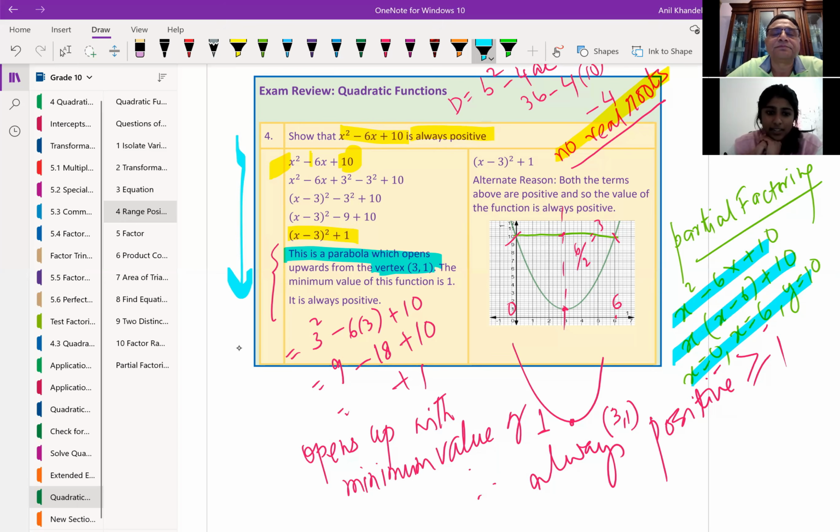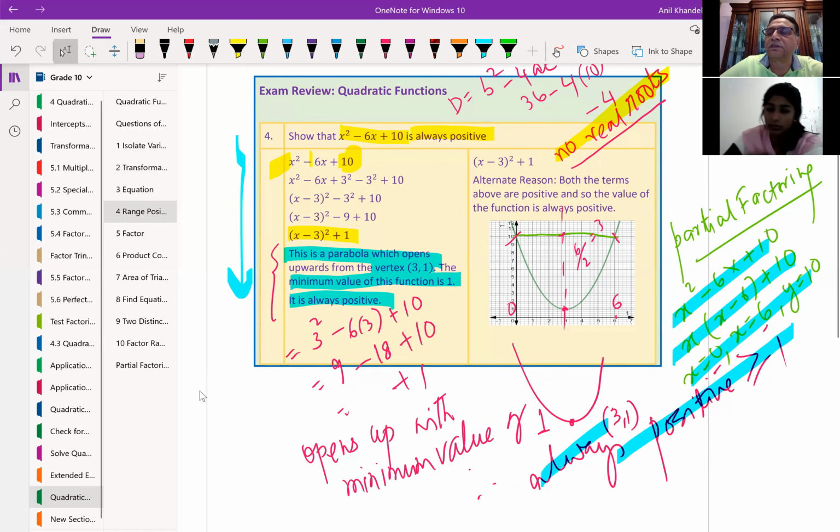This is a parabola which opens upwards from the vertex (3, 1). The minimum value of this function is 1, therefore it is always positive. You have to justify it. You would always say always positive, greater than or equal to 1. You could add that. Sometimes we can also change the question and ask for the range. So you can say the range is greater than or equal to 1. Lots of different ways of asking the same thing.